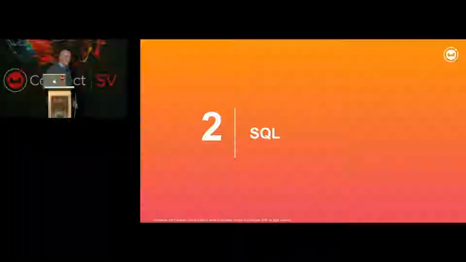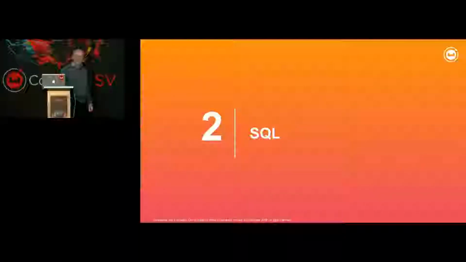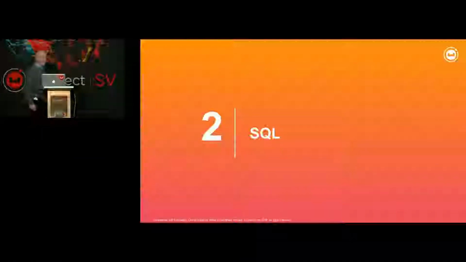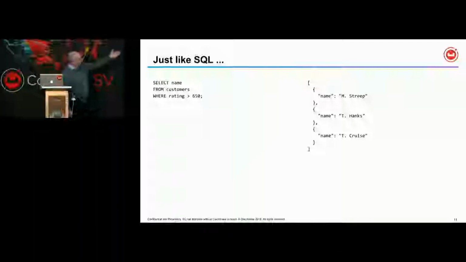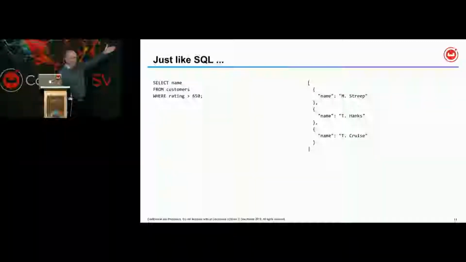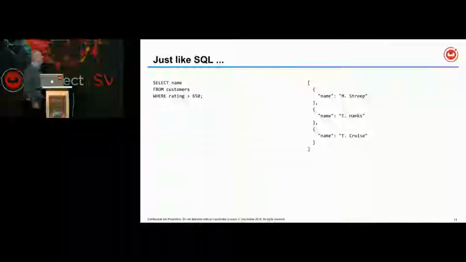All right, so I promised we'll talk about the steps from SQL. So let's start at SQL and the things that are the same. There are just a few queries that are just like SQL. You see this query, you probably know what it means. I want to get the name of all the customers that have a rating greater than 650. And that will do exactly what you expect. So I get this output. Relationally, those are records; in our case, those are objects with a name and a value, because there's a single field. So that's what I'm getting here.